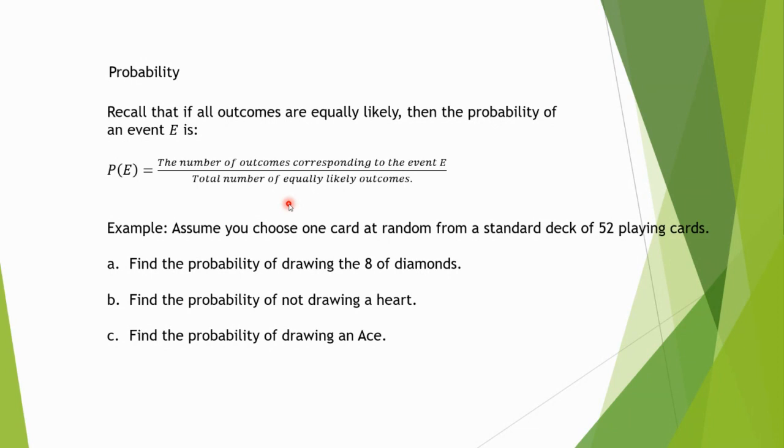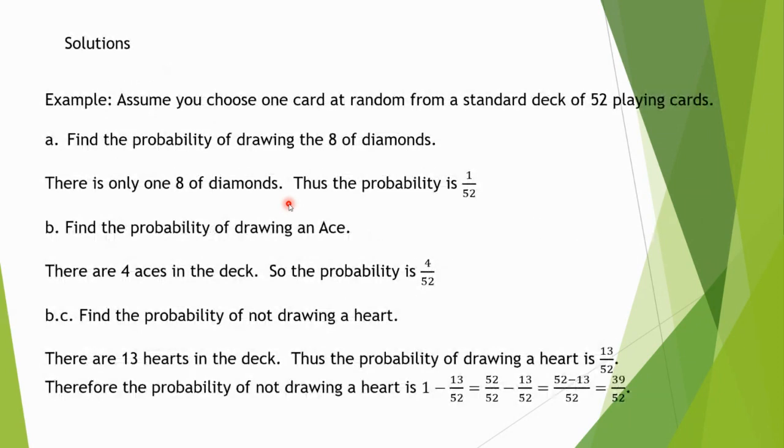We want the probability of drawing the 8 of diamonds. That's only one card, right? Each card is equally likely. They're not marked or anything. So we get 1 out of 52.